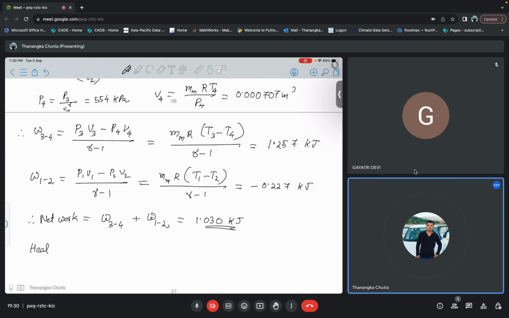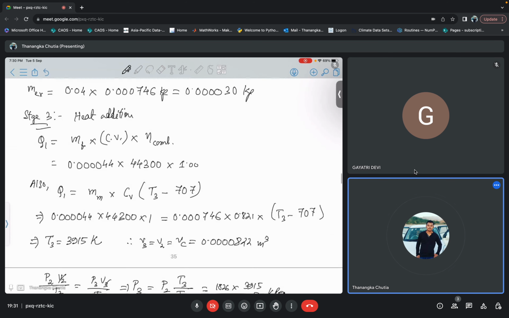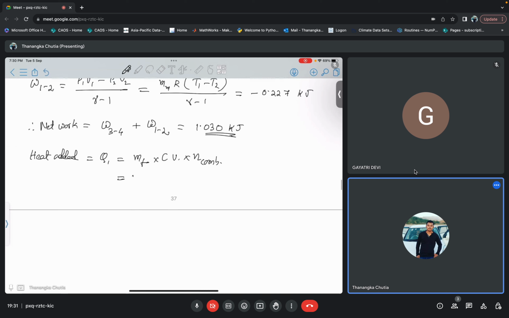Heat added. We have not done the calculation for this one. We had just put in values in order to calculate the temperature at point 3, but now we will find out the heat addition value. What was the mass of the fuel we are using? mf is 0.000044, calorific value is 44,300, and combustion efficiency is 100%. So if you put this, you will get 1.949 kilojoule.